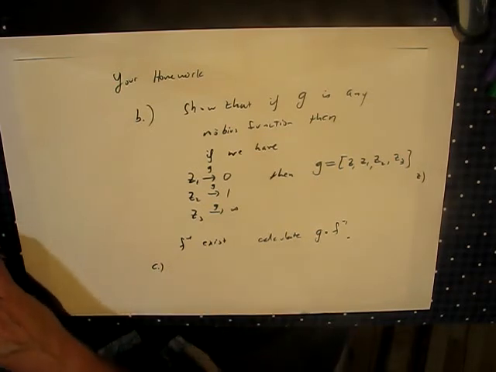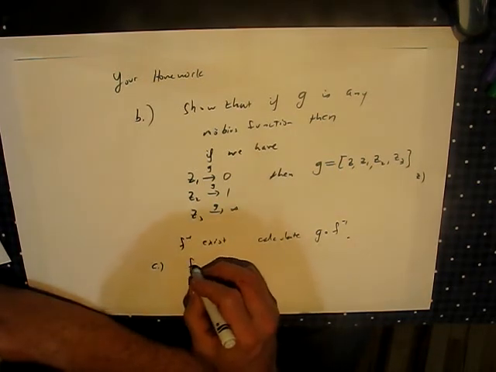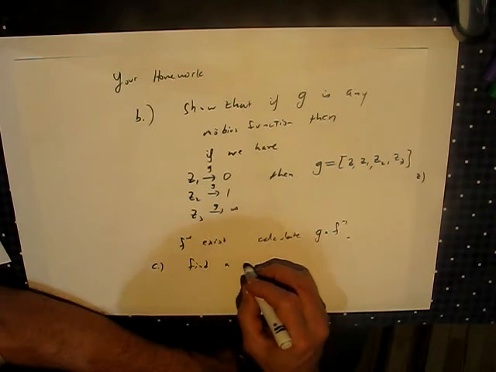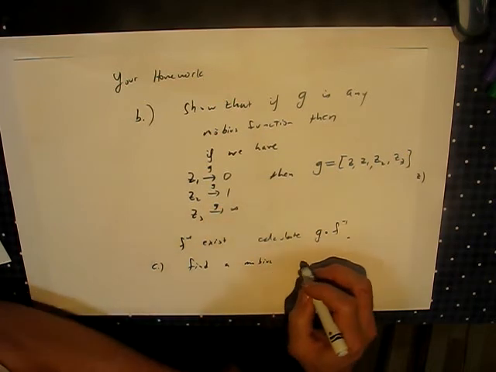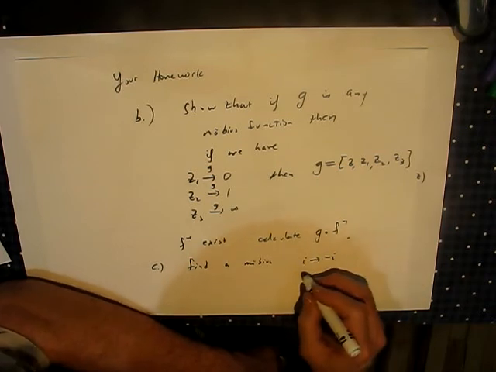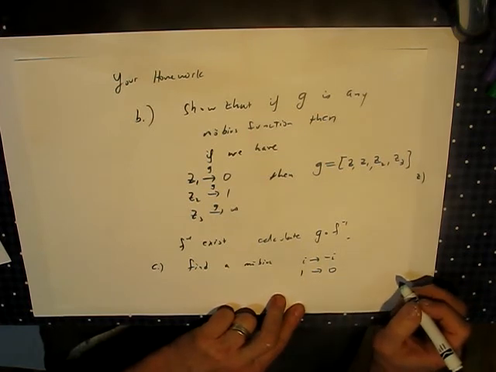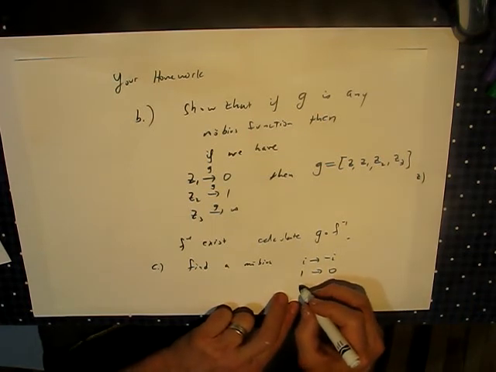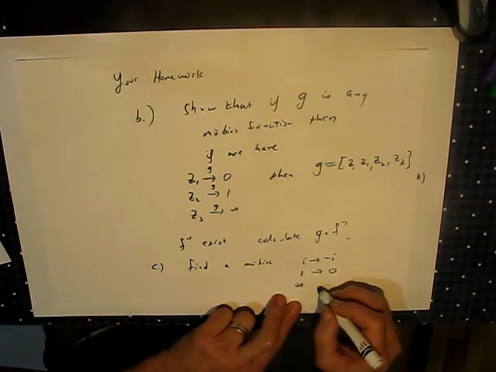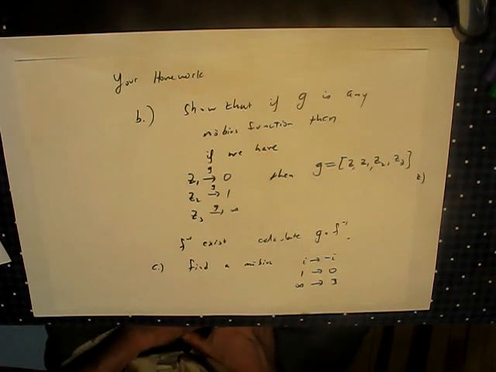Third, for your Möbius function, I simply would like you to find a Möbius function that sends i to minus i, 1 to 0, and let's take infinity to 3. Going to be nasty.